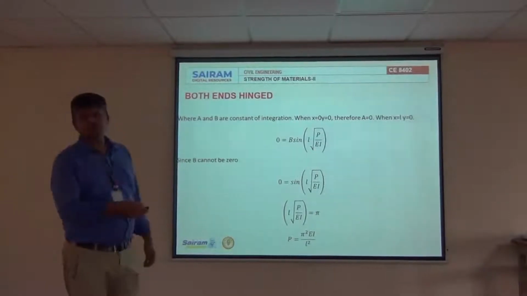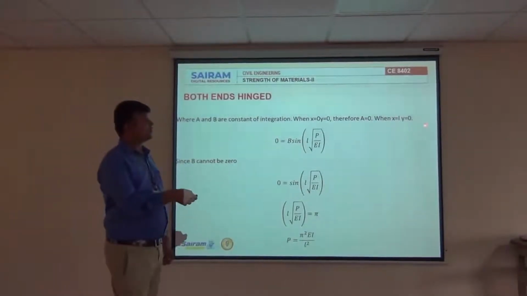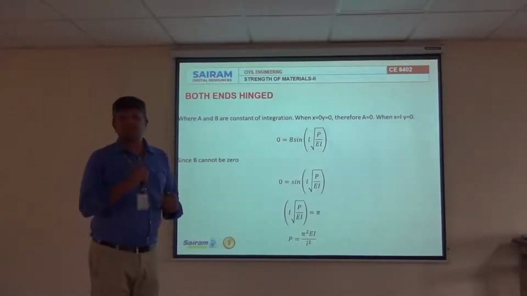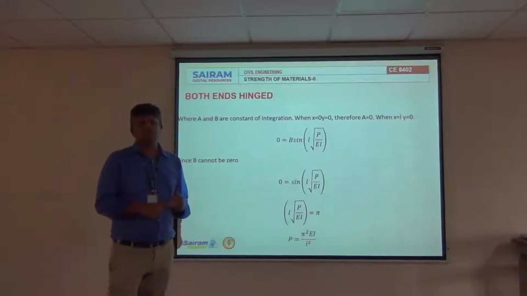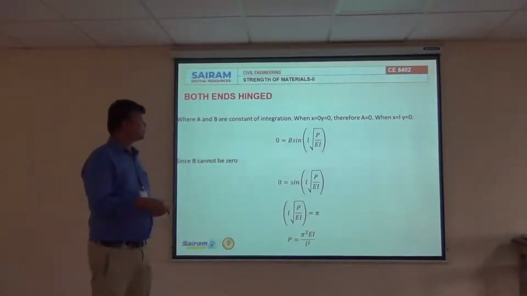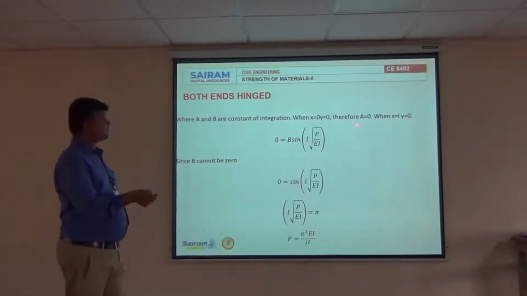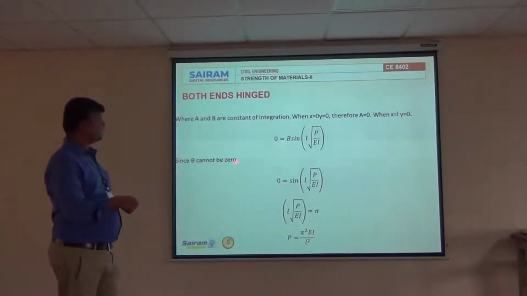At x equal to L, we are applying the end condition y equal to 0. That is, at x equal to 0, that is at A, the deflection equals 0. At B also, at x equal to L, the deflection is 0. Applying this end condition, we have already found the A value as 0. So hence B cannot be equal to 0.